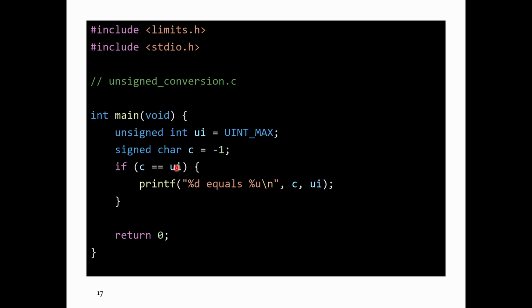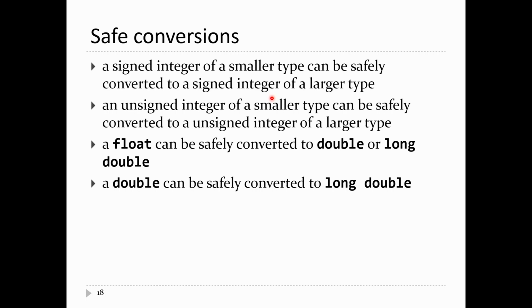Okay, so what are the safe conversions? The safe conversions are any of the conversions where you don't lose any information and you don't get a strange result. So if you have a signed integer of a smaller type, you can always convert that to a signed integer of a larger type. You can always take a signed char and convert that up to signed int without any problems. You can do the same thing with the unsigned types. If I have unsigned char, I can always promote it up to unsigned int without any issues. Float is always safely convertible to double or long double. Double is always safely convertible to long double. Any other conversion might give you a funny result, or result in loss of information.